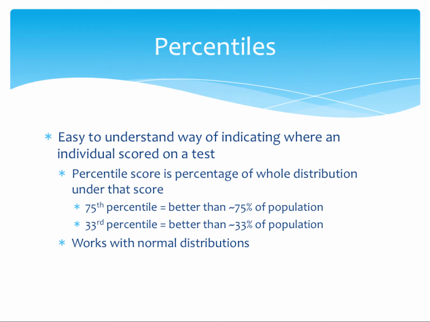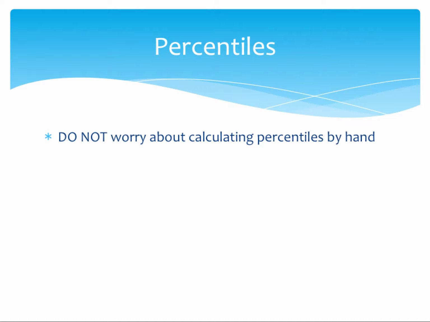So percentiles are just easy ways to understand where an individual person is on a test. A percentile is what percentage of the entire distribution was under that score. So if you were in the 75th percentile, that means the score was better than 75% of the population. And 33rd percentile means better than 33% of the population. This is easy to use when you have normally distributed variables. However, it's surprisingly difficult to calculate these by hand, so we're not going to be worrying about that. But you need to know how to interpret them.